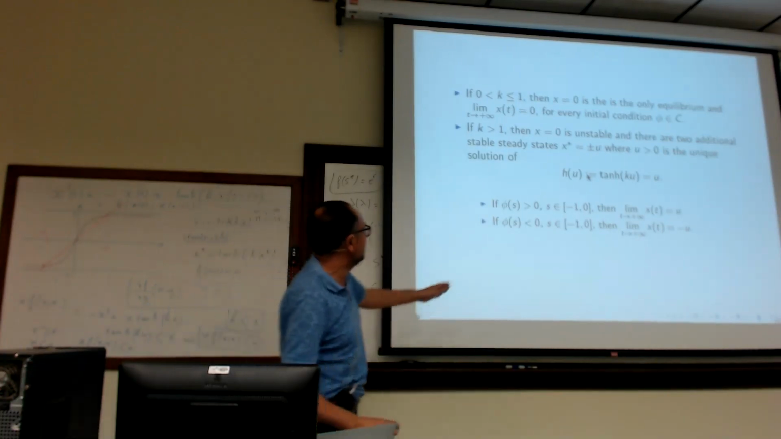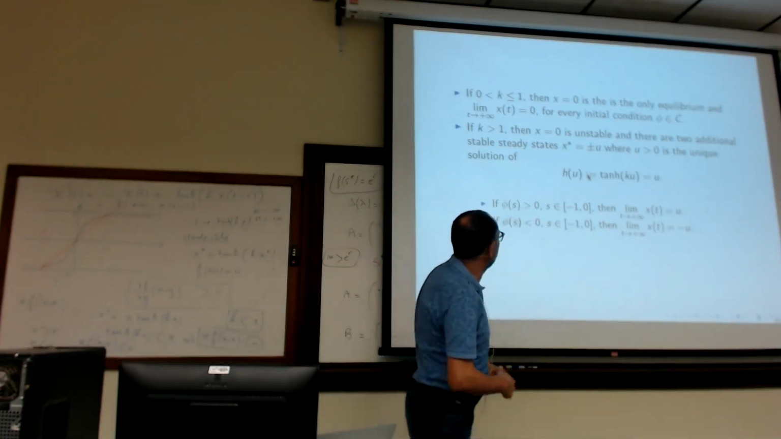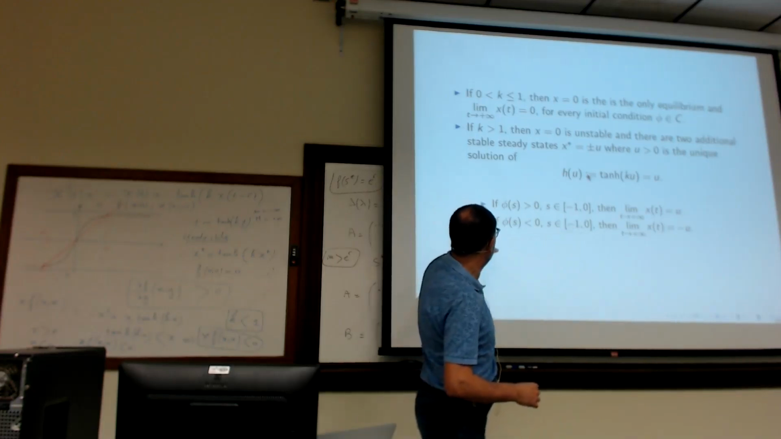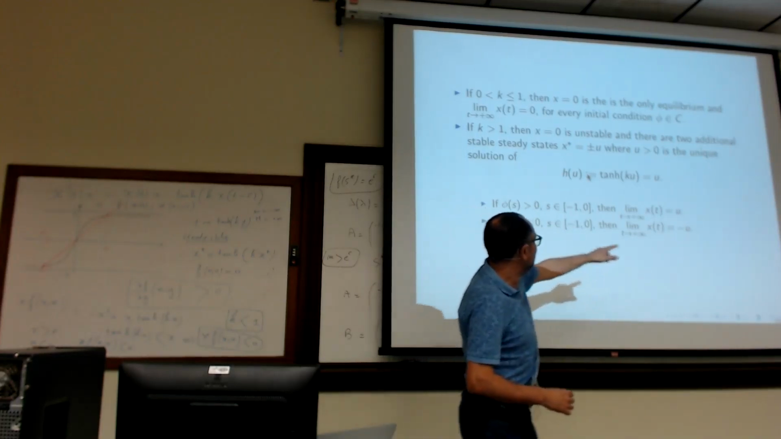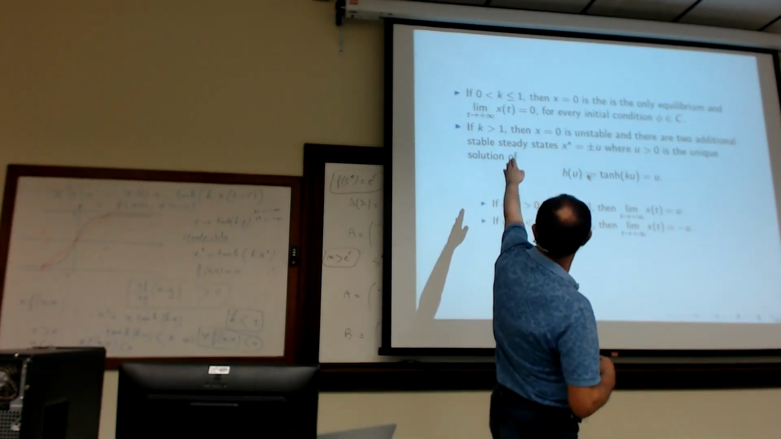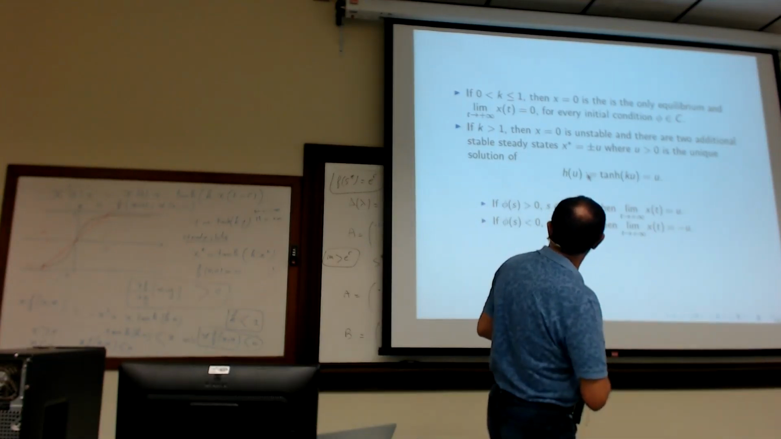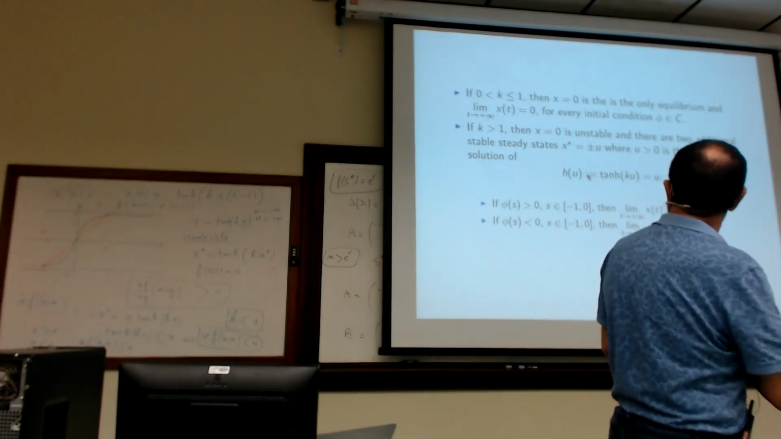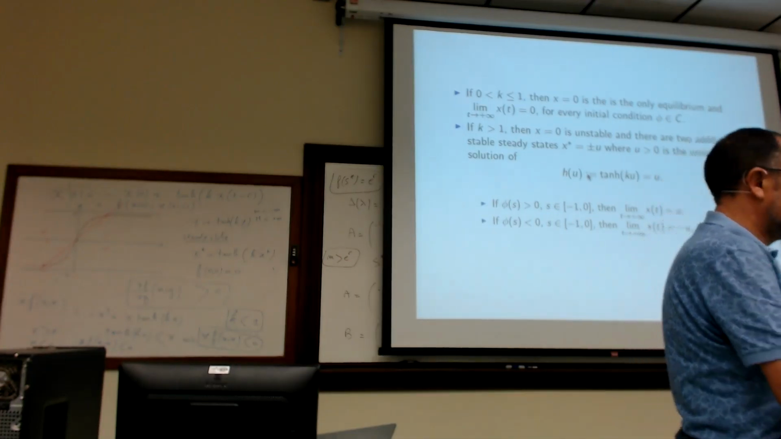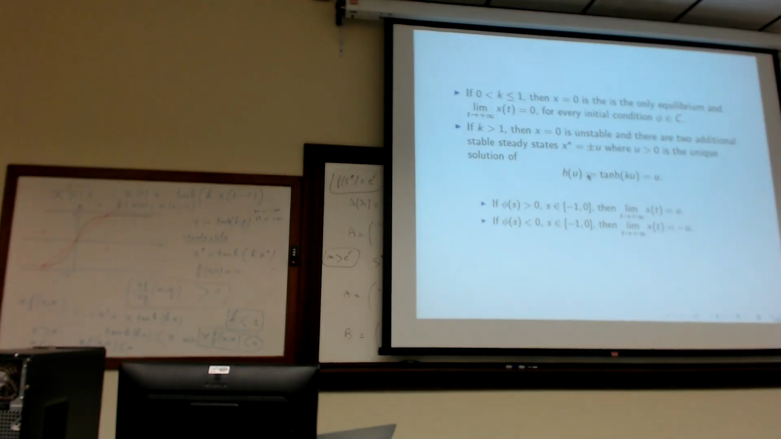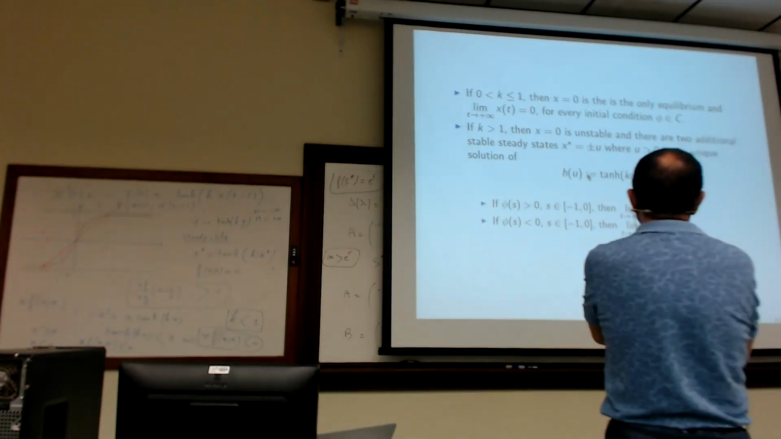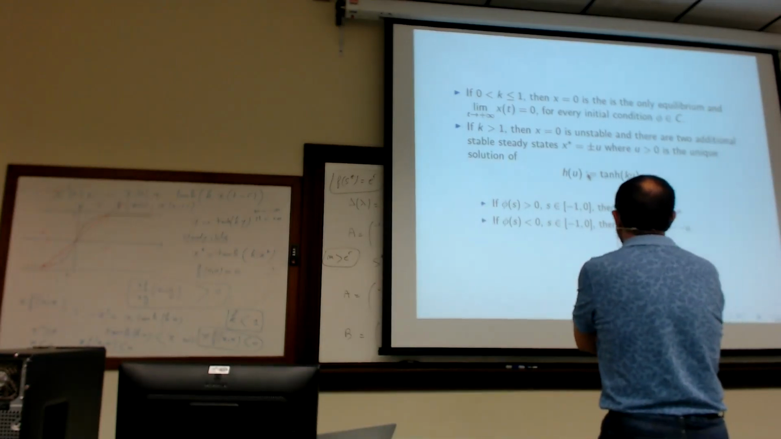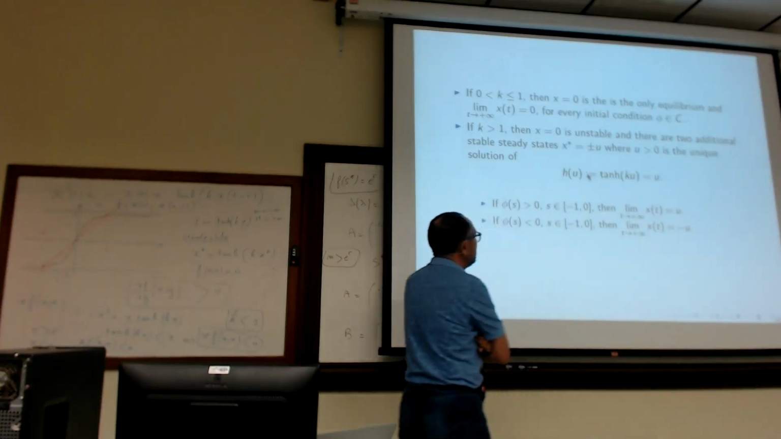And you have this. If the initial condition is bigger than 0, you will go to u, and if it is negative, you will go to minus u. And if k is less than or equal to 1, then 0 will be the only equilibrium, and it will be globally attractive, attracting all the initial conditions. And if k is greater than 1, 0 is unstable, and we have two steady states.